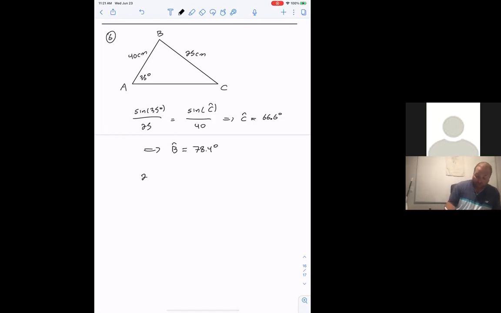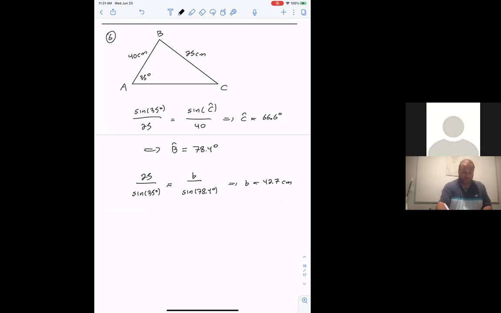Let's check. 25 over sine of 35 degrees is approximately b over sine of 78.4 degrees. 25 divided by sine of 35 times sine of 78.4. And this tells me that b is approximately 42.7 centimeters. It's the longest side, biggest angle, and we're happy.